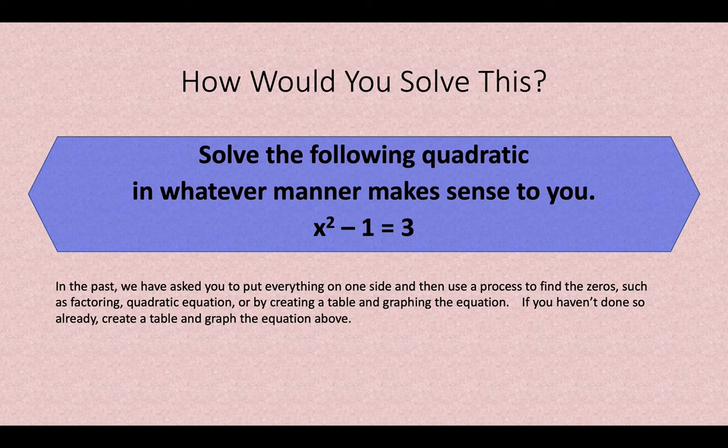So in the past, whenever we get an equation, we tend to put everything on one side and set it equal to 0, and then try and use some process to find the zeros or to solve, or factor, or use the quadratic equation. And you can also create a table or graph to find the solution to this. So if you don't have a solution yet, go ahead and create a table and a graph and solve it that way. So give that a try. Come back to me when you have it.